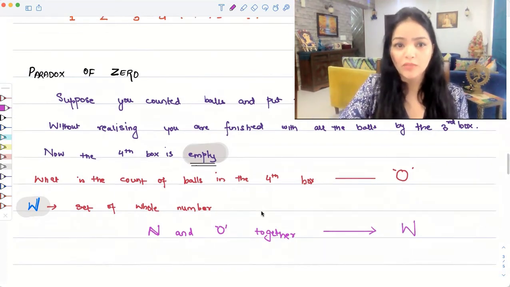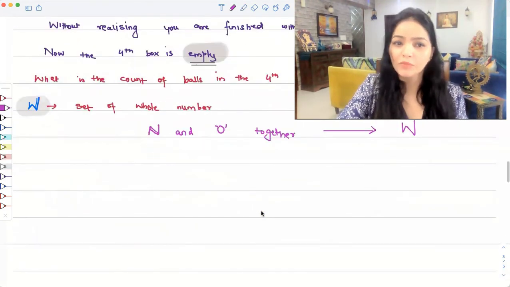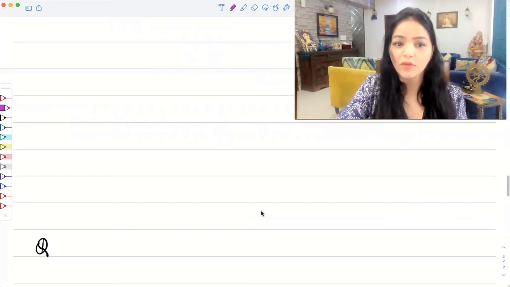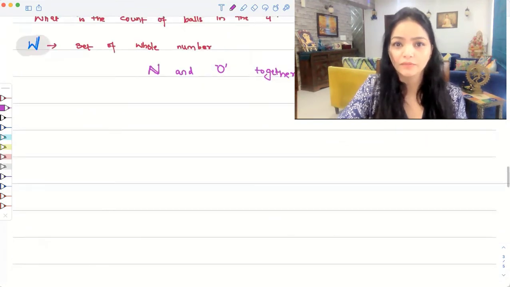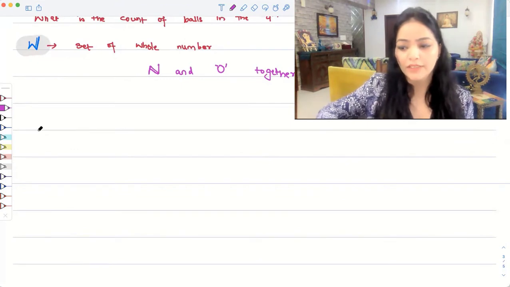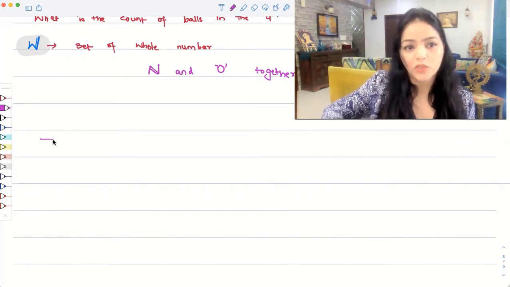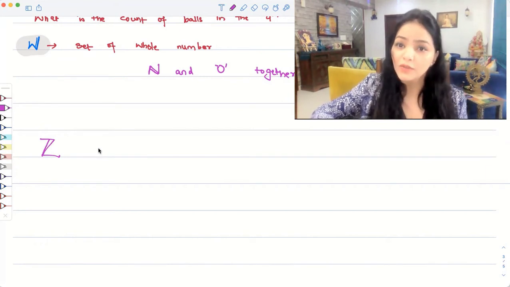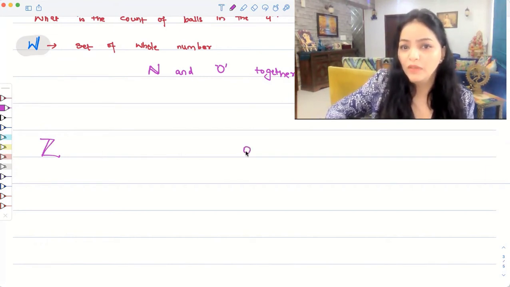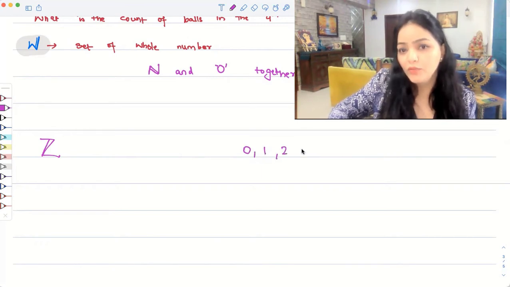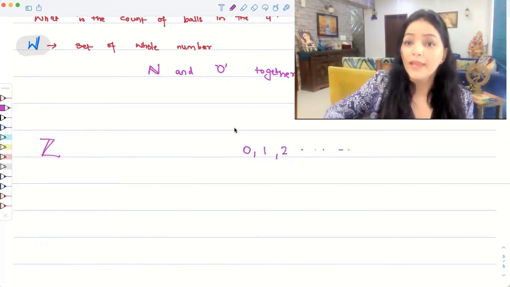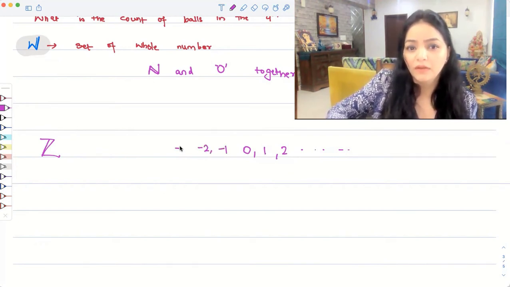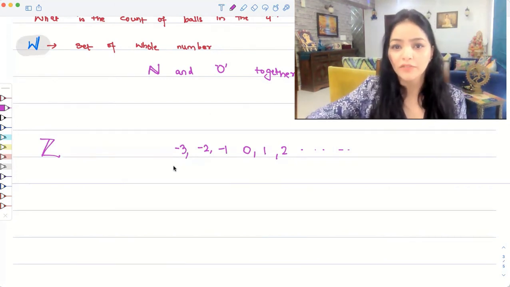Next, I'm going to talk about extending whole numbers. Next, I'm going to talk about integers. So let's talk about integers. The set of integers is denoted as Z. Now, what are integers? Integers are whole numbers, ..., -1, 0, 1, 2, and so on and so forth, when you add the negatives. This becomes the set of integers.